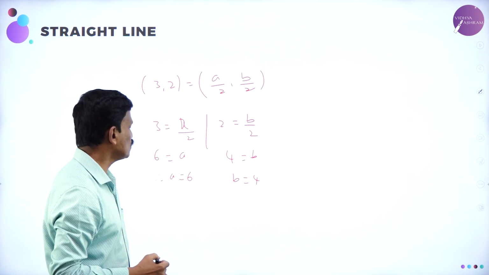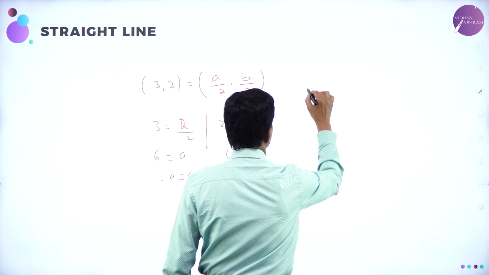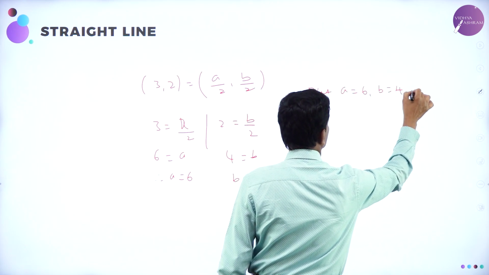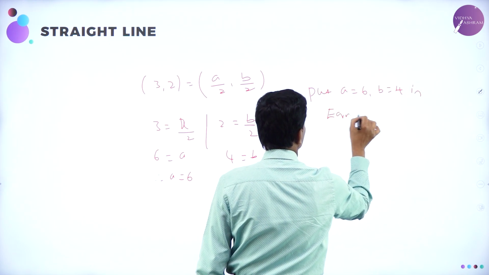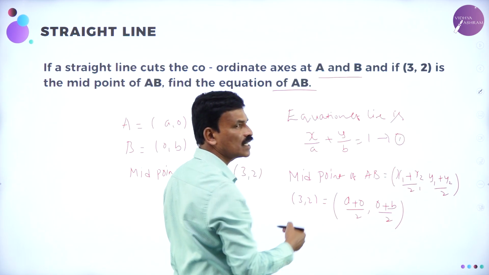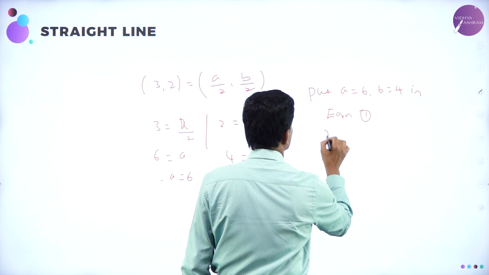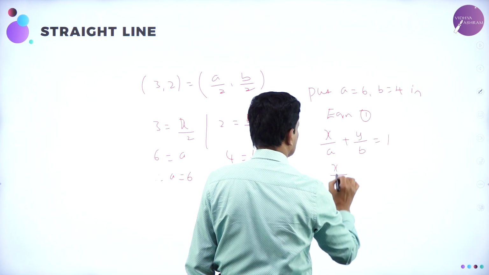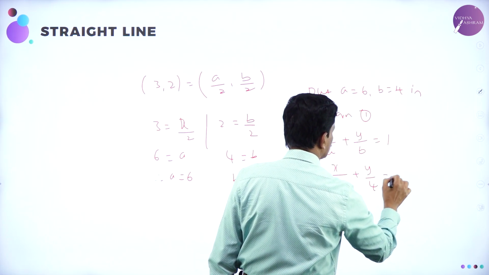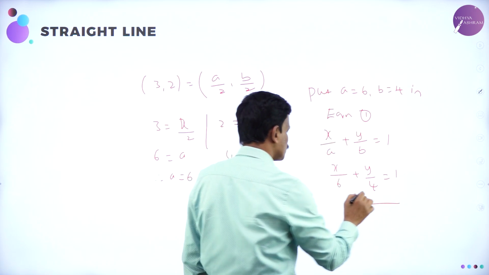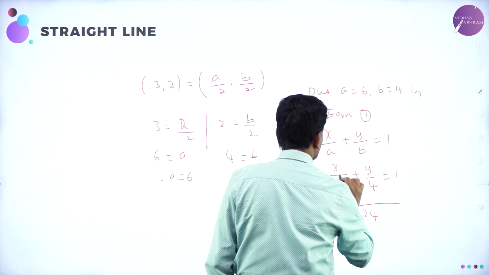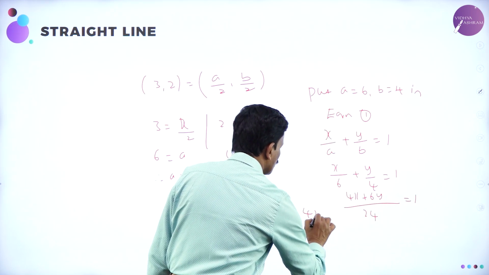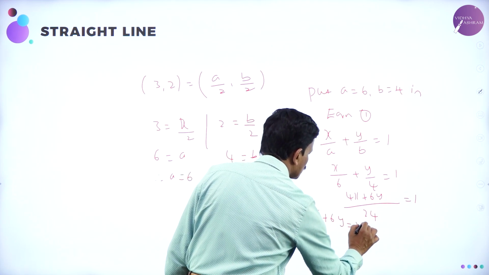Substitute A is equal to 6 and B is equal to 4 in equation number 1. What is equation number 1? This is x by A plus y by B is equal to 1. So x by 6 plus y by 4 is equal to 1. Take LCM. Just multiply. 6 fours are 24. 4 into x is 4x. 6 into y is 6y is equal to 24. Or 4x plus 6y is equal to 24.